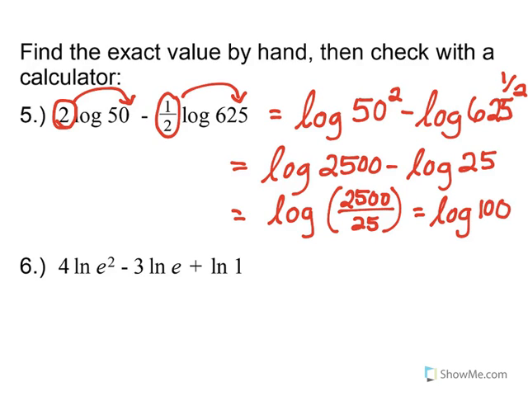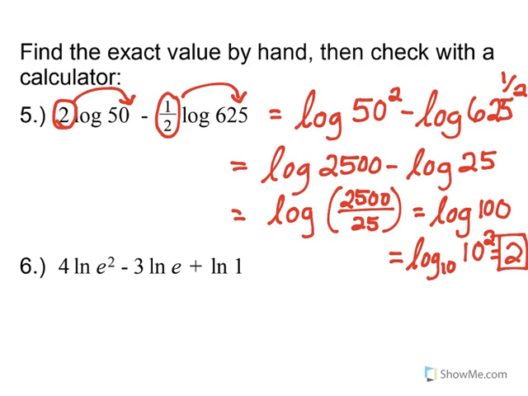And back in the first video, we talked about how to find log of 100, because remember, this is log base 10, and then this is 10 squared, so our final answer is a 2. Okay? So this big, long expression that we started off with, that 2 log 50 minus 1/2 log 625, is really just a difficult way of writing the number 2.